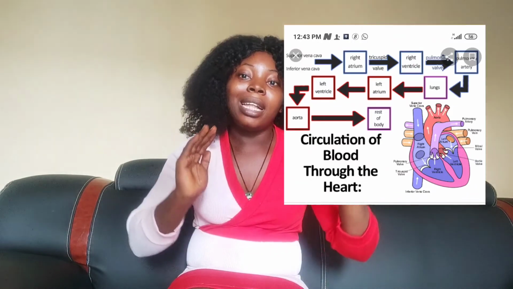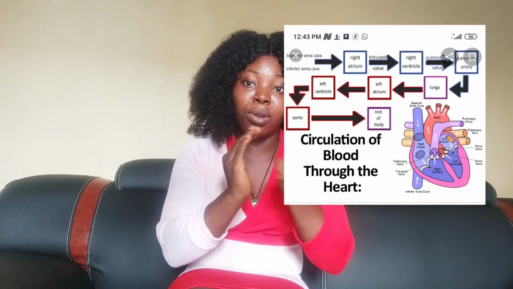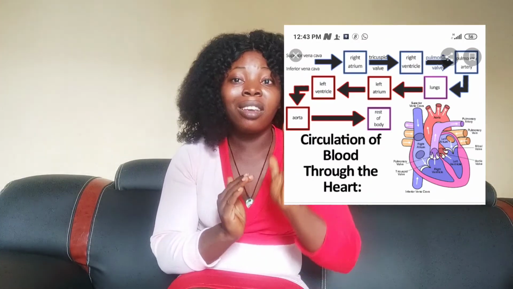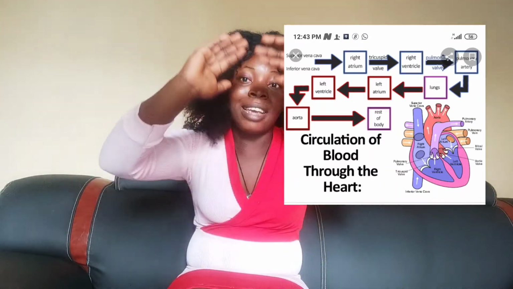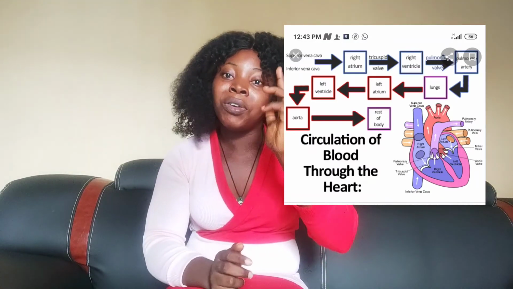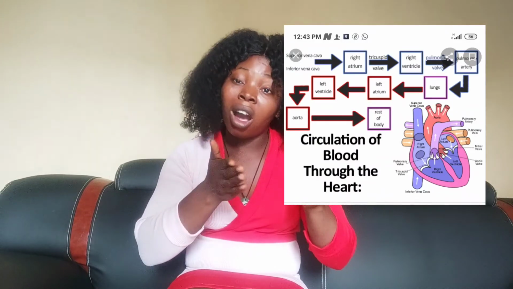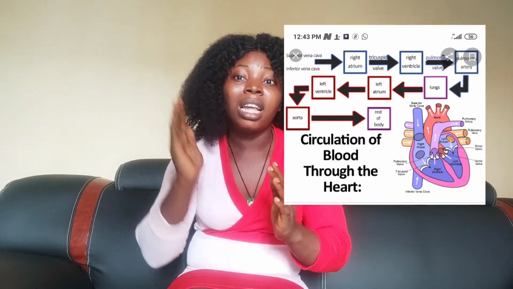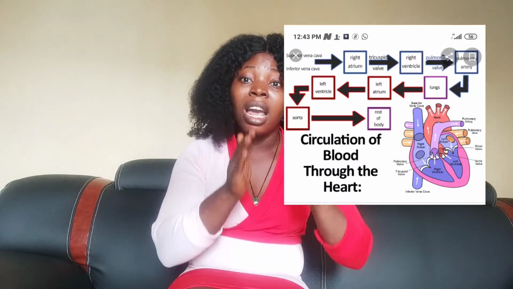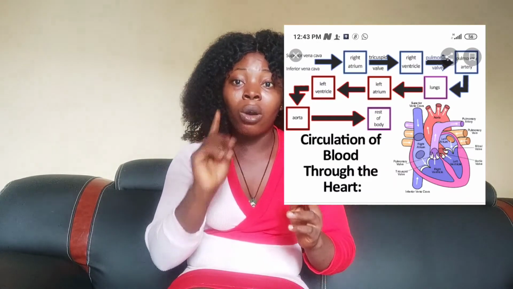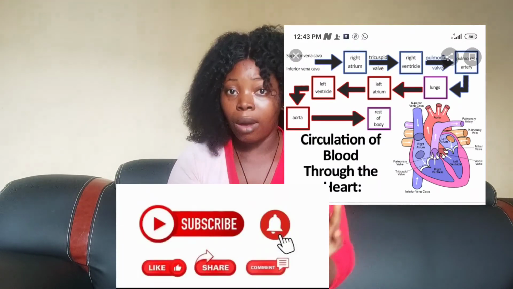So when the left ventricle contracts, the oxygenated blood passes through the aortic valve into the aorta, that is the arch of the aorta, and three great arteries emanate from the arch of the aorta, which are the brachiocephalic artery, which further divides into the right common carotid artery and right subclavian artery. The second one is the left subclavian artery and the left common carotid artery.